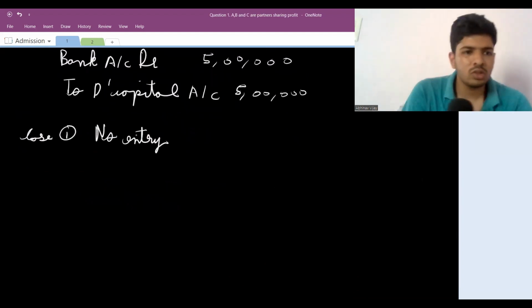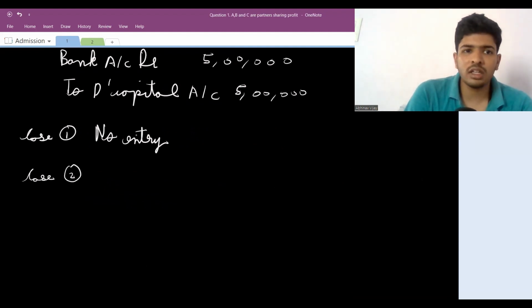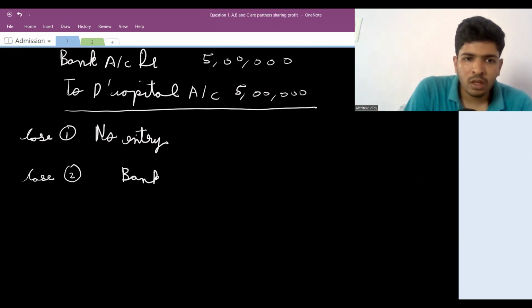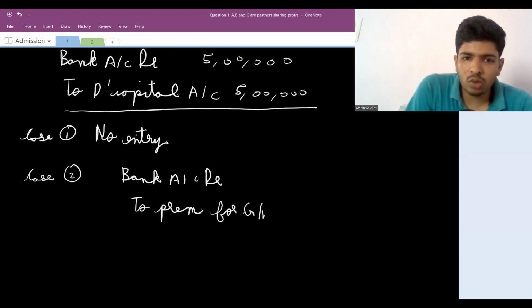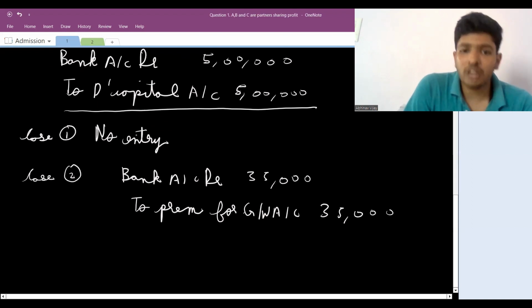So let's come to case 2. See, the first part, the common part, bringing in capital, is already done. This is related to bringing in goodwill and the adjustment entry. So the entry for bringing in goodwill is simple. Bank account debited to premium for goodwill account, 35,000 and 35,000.